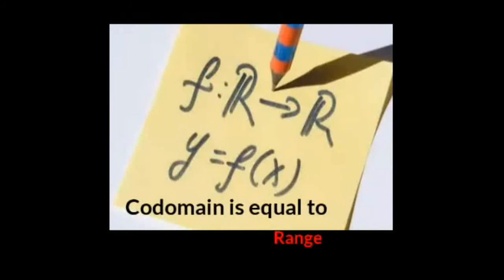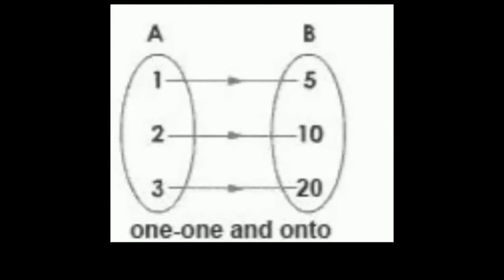What is a 1-1 onto function? In a 1-1 onto function, the number of codomain is equal to the number of range. From this graph, we can easily understand the definition of a 1-1 onto function, that the number of codomain B or y is equal to the number of range f of A.